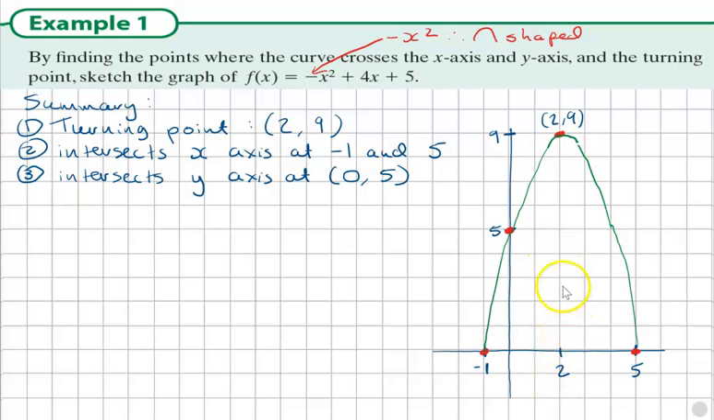You should have the same shape on the left of this mirror line. I know it's an invisible line, but if you can just imagine a mirror line, a vertical line running through x is equal to 2, there should be the same shape on both sides of that line. So that should be a reflection of either side.